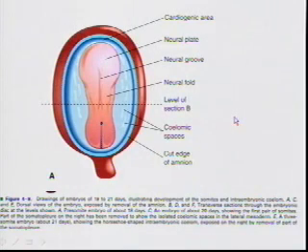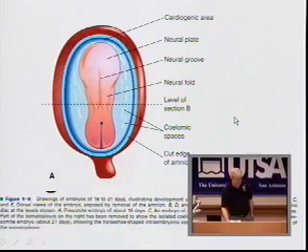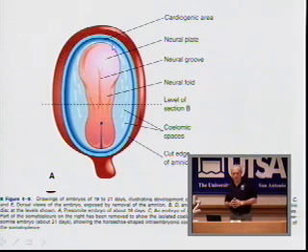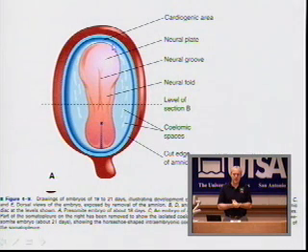And this is the illustration from our textbook. Basically the same thing, identifying similar structures, but it now is pointing out the cardiogenic area way forward of the prochordal plate. We know that the neural folds and the neural groove cannot extend rostral beyond the prochordal plate. Why?